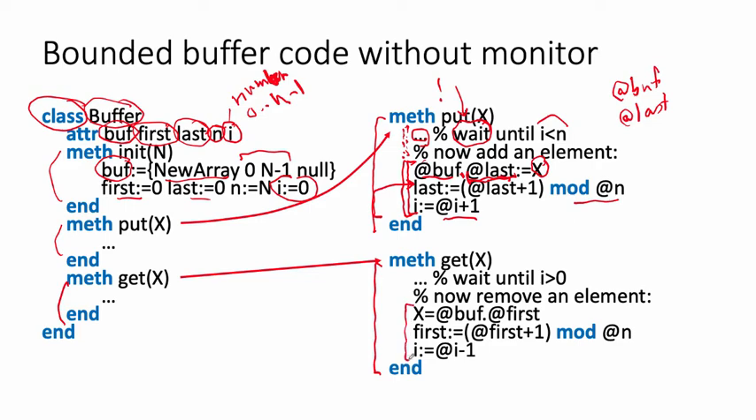Okay? And the get is doing the opposite thing. The first pointer points to the element we remove. Then we increment the first pointer, just like last. They both move in the same direction. We do modulo n because it's a ring. And then we decrement the number of elements. And again, there's a prefix here. We have to wait until the buffer is non-empty. This wait is going to be done with the monitor, but the actual code here, you can see how it works.